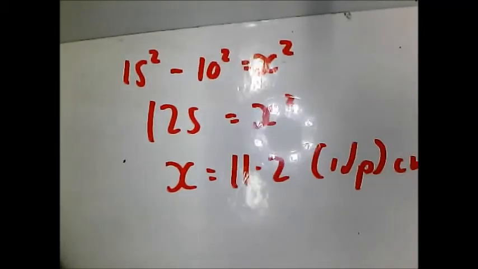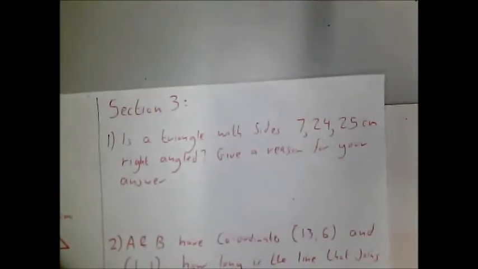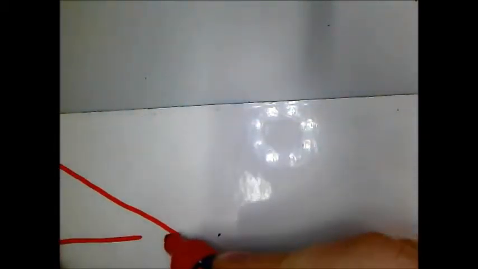Okay, let's look at section 3. These are worded questions. Is a triangle with sides 7, 24 and 25 centimeters right angled? Give a reason for your answer. We know that Pythagoras' theorem only works for right angled triangles. So if I sketch this triangle as if it was right angled, I need to make sure I put the hypotenuse in the right place. So 25 is the longest side, so I'm going to put that in the correct place.